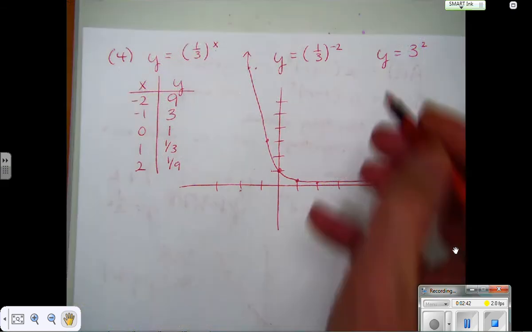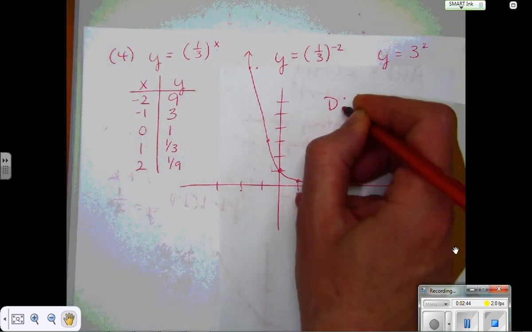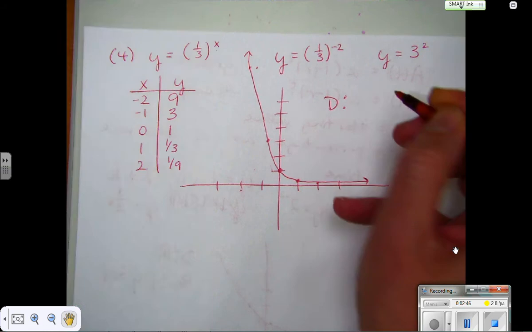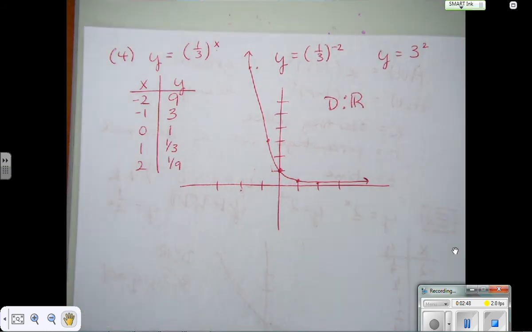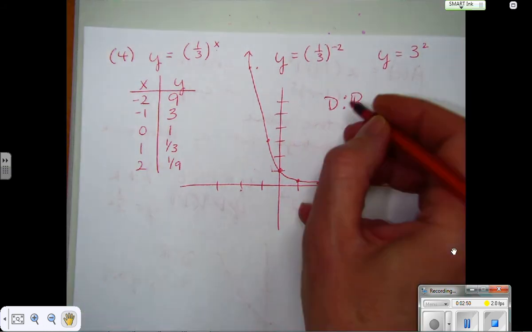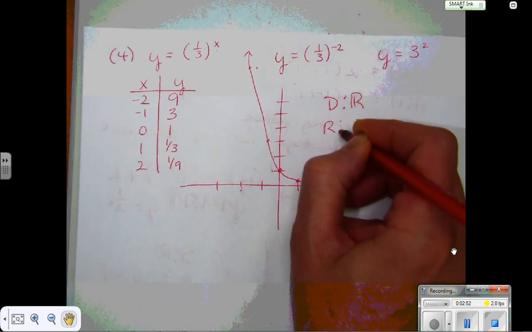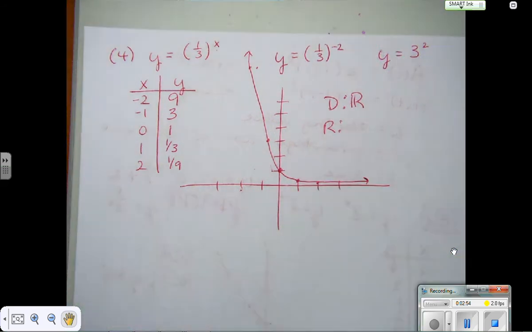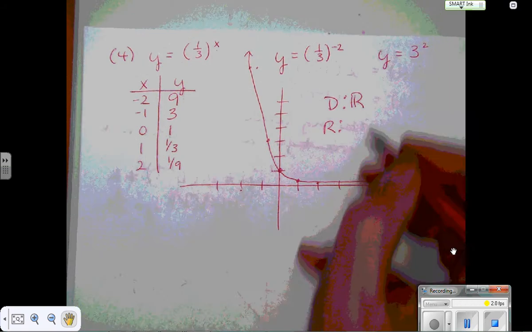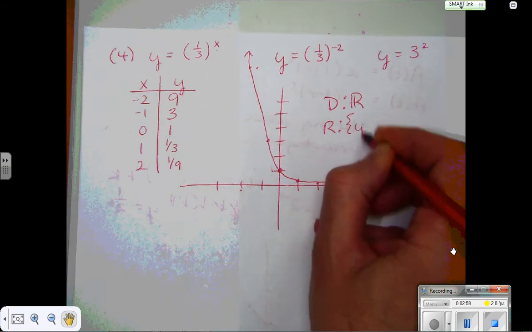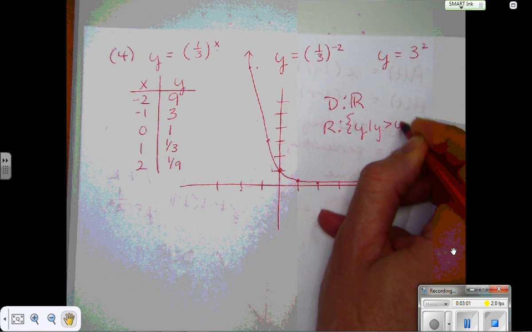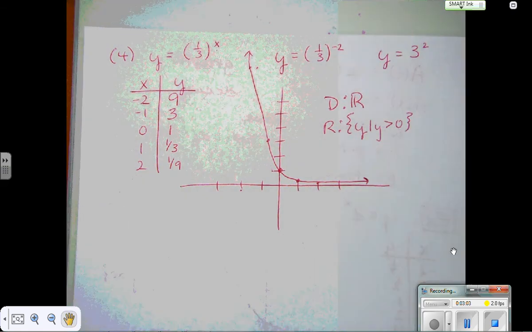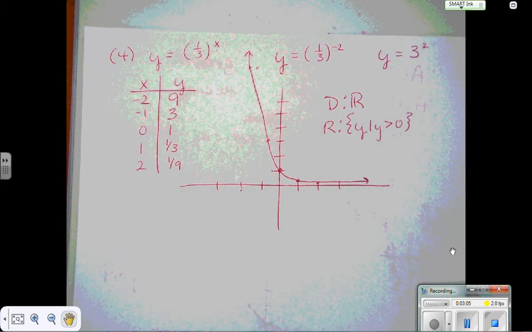Okay, so your domain here, there's no restriction on the x, so it's all real numbers for the domain. And on the range, all the values are above the x-axis, so all values of y so that y is greater than 0. Okay, any questions?